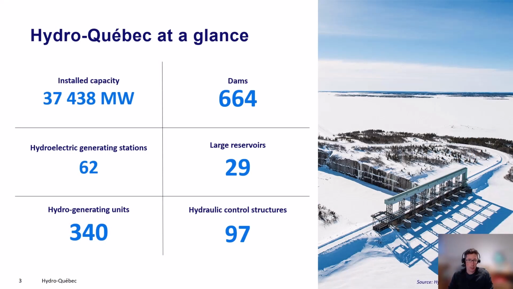Hydro-Québec is a publicly owned power utility. Our power generation is completely out of renewables, mainly hydropower. Our current installed capacity is 37,500 megawatts generated through 62 stations using 340 hydro generating units. This is possible through the use of over 660 dams and 29 large reservoirs. We operate roughly 100 hydraulic control structures, such as gated and ungated spillways, various types of fishways, and several river sills. And my presentation is mainly about these latter types of structures.